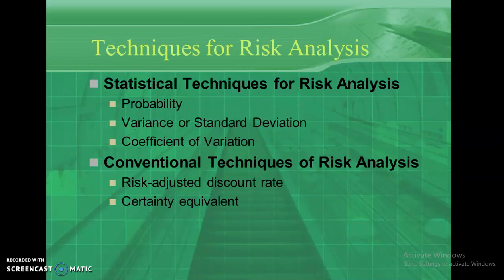Let's look into the techniques for risk analysis. Just like NPV and IRR, you can use some techniques for risk analysis in capital budgeting. Probability, variance or standard deviation, and coefficient of variation are the statistical techniques for risk analysis. Then two conventional techniques are there. The first one is risk adjusted discount rate and the second one is certainty equivalent.